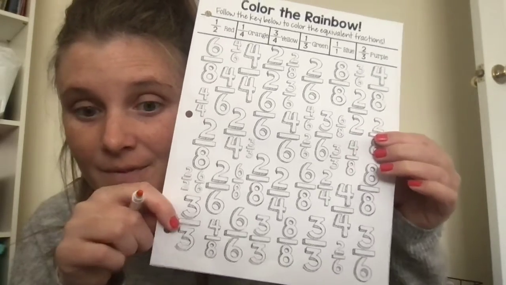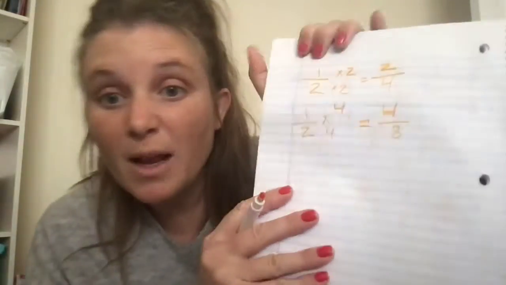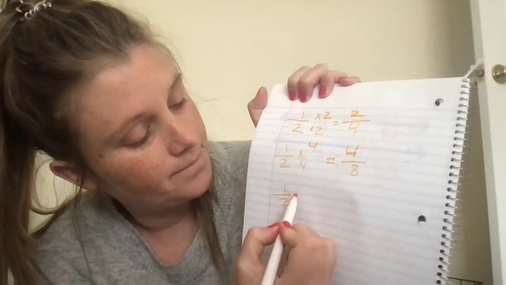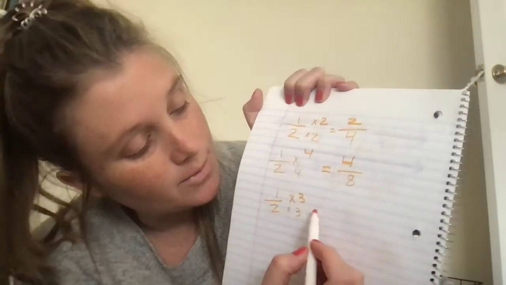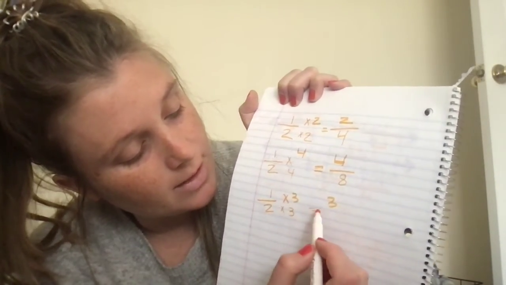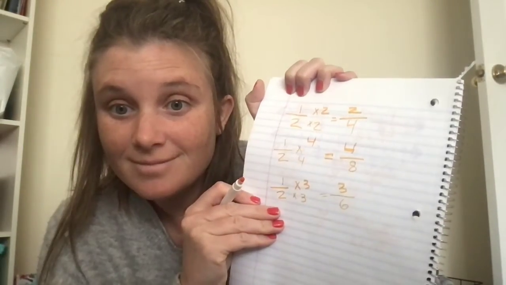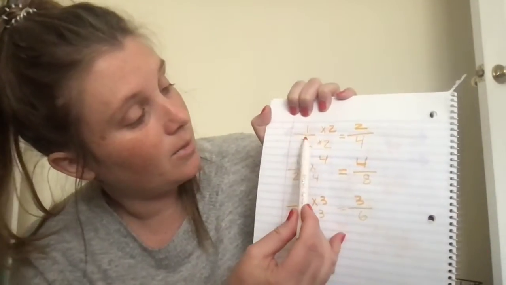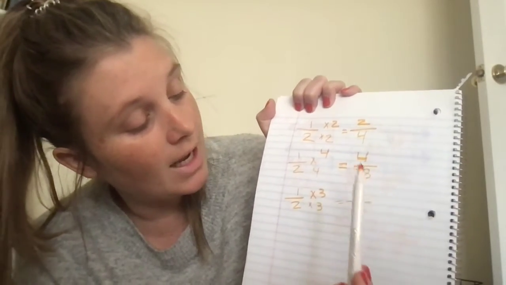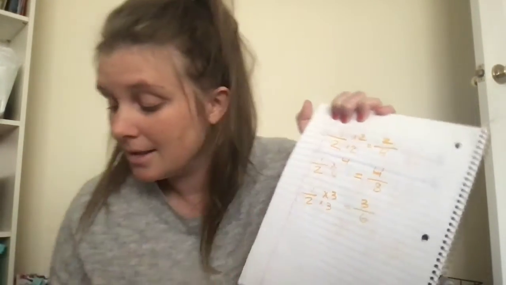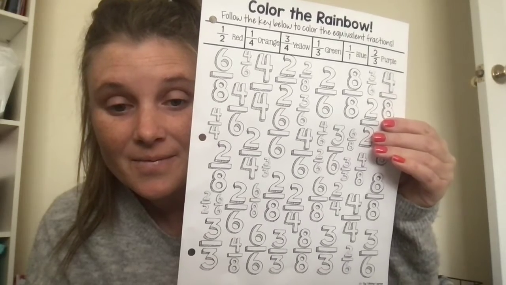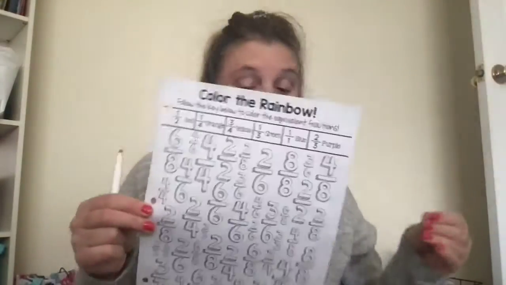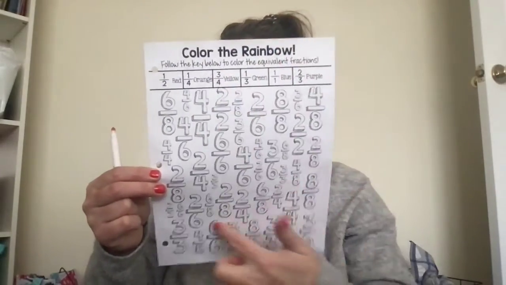Okay? Let's multiply 1/2 times 3. 1 times 3 equals 3. 2 times 3 equals 6. So these are all equivalent fractions, right? 1/2, 2/4, 4/8, 3/6, they're all equivalent. Did you find any 3/6 on here? If you did, go ahead and color it red. Okay, so you're going to keep going through and doing all of these, okay?